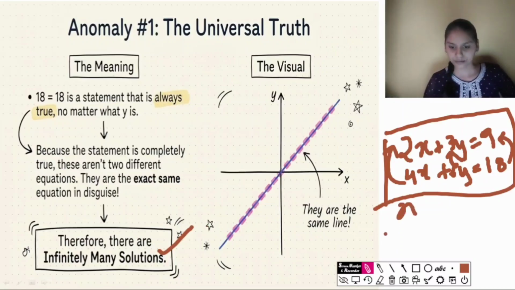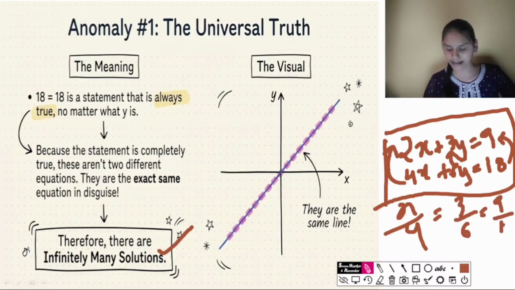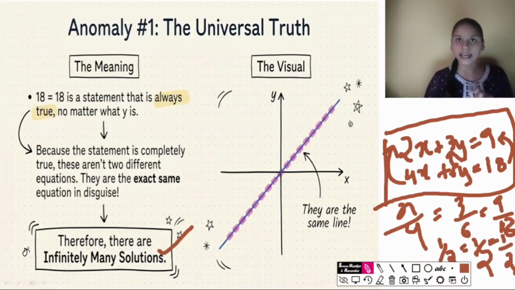Okay. 2 by 4 is equal to 3 by 6 is equal to 9 by 18, which is 1 by 2 is equal to 1 by 2 is equal to 1 by 2. Correct? So whenever you would get a1 by a2 is equal to b1 by b2 is equal to c1 by c2, you would tell that I am getting coincident lines. Coincident lines means infinitely many solutions.